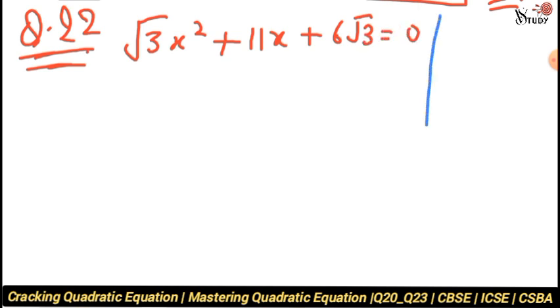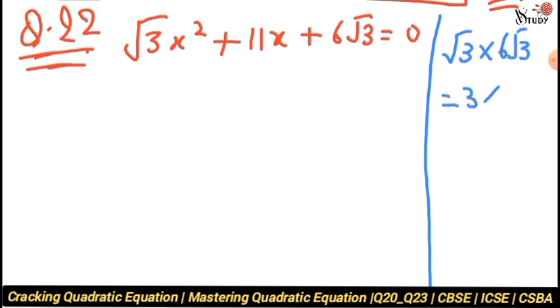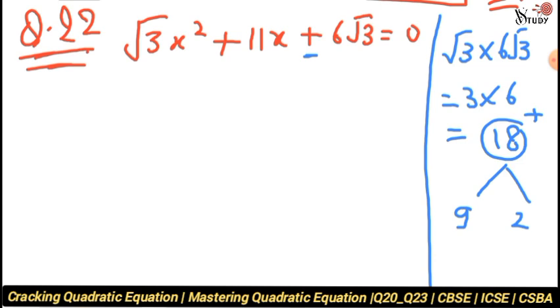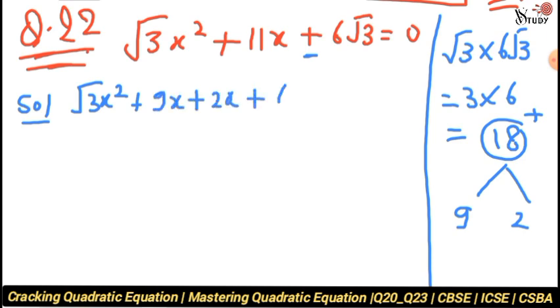Now first we are going to prepare a basic strategy. For that, √3 will multiply 6√3, and now we have 3 into 6, that is 18. Now we have to check the sign of the constant term, that is positive. So we have to find two factors of 18 whose addition is 11, that will be 9 and 2. So let's solve our question. √3x² + 9x + 2x + 6√3 = 0.